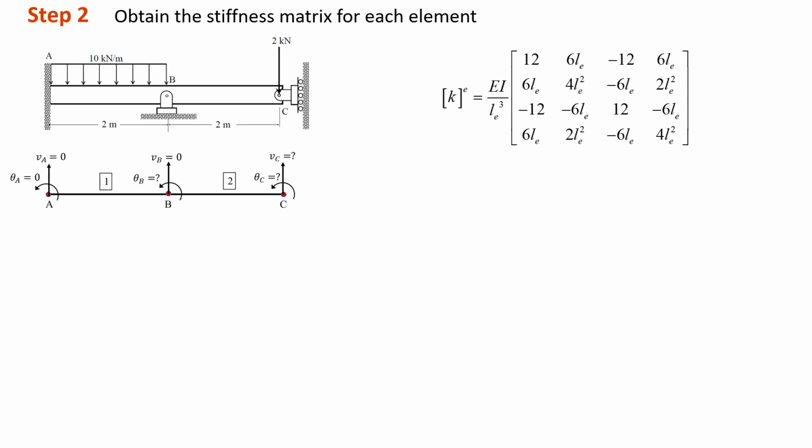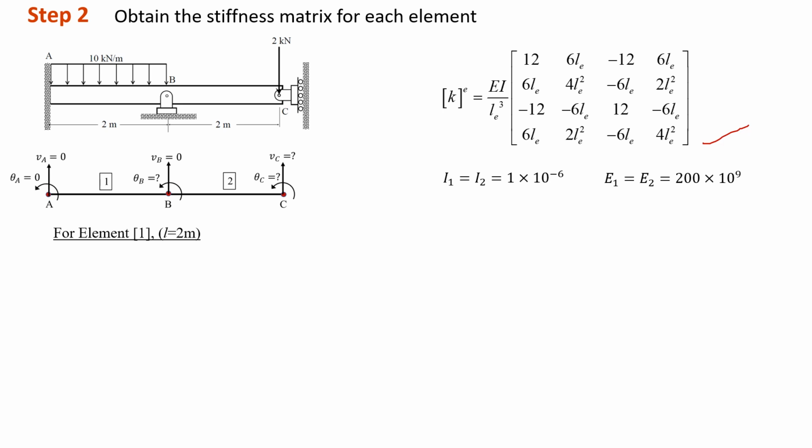The second step, we have to obtain the stiffness matrix for each element. For that reason, we have to refer back to our free body diagram as well as our K matrix for beam. In this case, the I is given, which is 1 times 10 power negative 6 meter power 4. And the Young's modulus for element 1 and element 2 is the same, as they are made from the same material, which is 200 times 10 power 9.